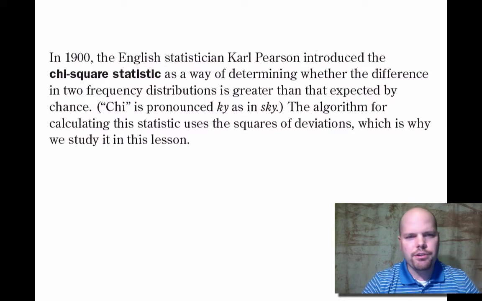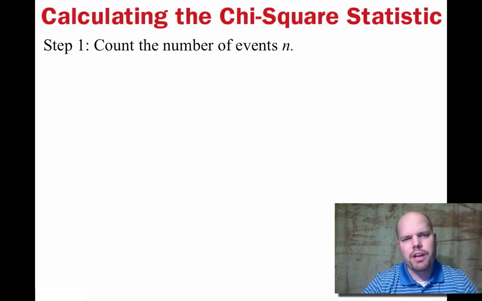Okay, so in 1900, the English statistician Karl Pearson introduced the chi-square statistic as a way of determining whether the difference in two frequency distributions is greater than that expected by chance. Okay, so it looks like an x, but we call that chi, so the chi-square statistic. And the algorithm for calculating this statistic uses the squares of deviations, so that's why we study it in this lesson. So to review, how to calculate the chi-square statistic, which we just did.